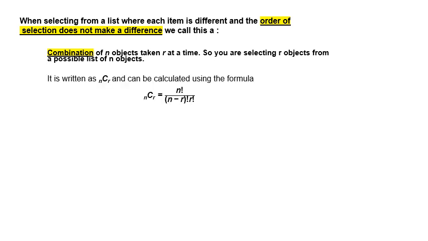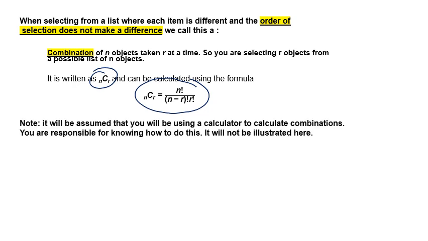We write this using this notation here. We say C of n pick all. There, once again, is a formula that one can utilize, but we're not going to do that. We're going to assume you will be using your calculator, and you are responsible for knowing how to do this. It will not be illustrated in the examples.